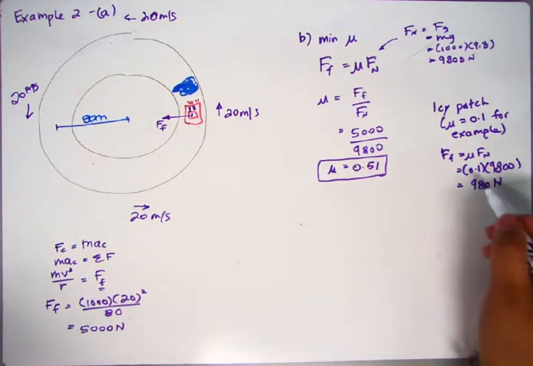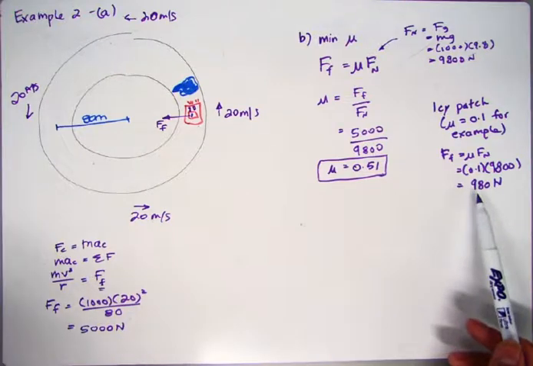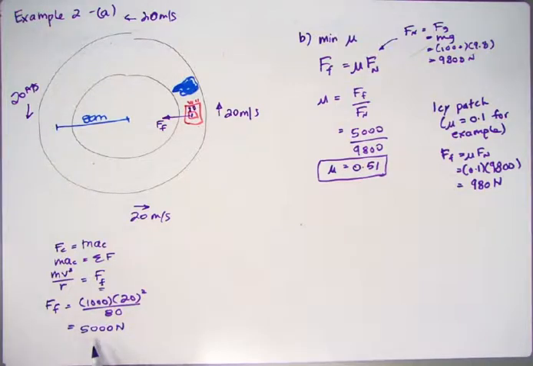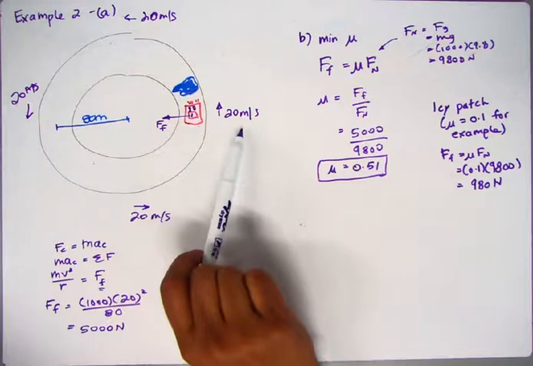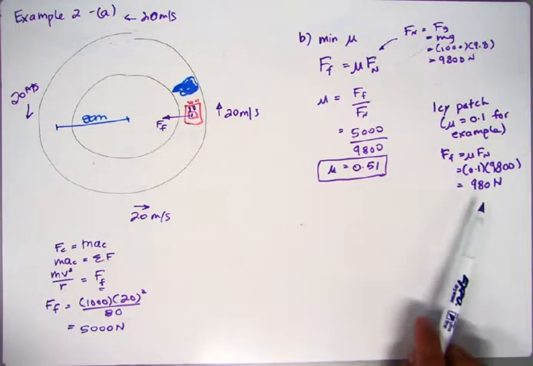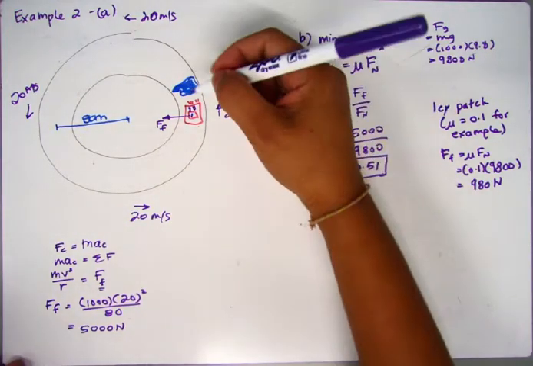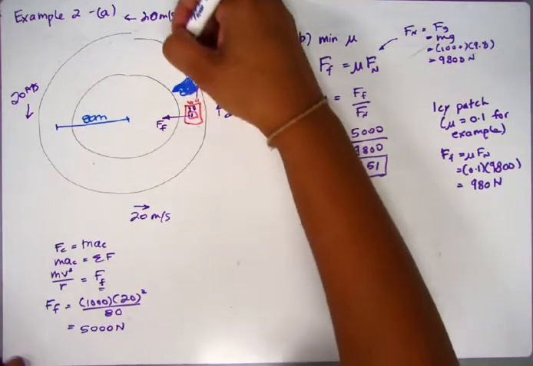So what we're saying here is, in this icy patch, the maximum force of friction that can be supplied is 980. But we've already decided that in order to make a turn going 20 meters per second at an 80-meter radius turn, the car absolutely needs 5,000 newtons of friction. So what's going to happen to the car if it doesn't get the friction it needs? A lot of us have been in this situation, so we intuitively know what happens. The car skids out.